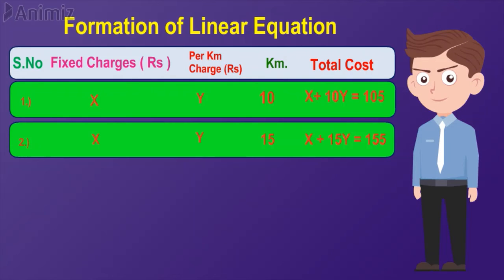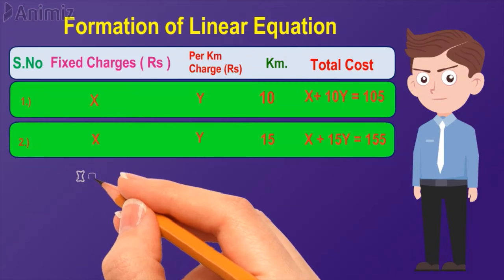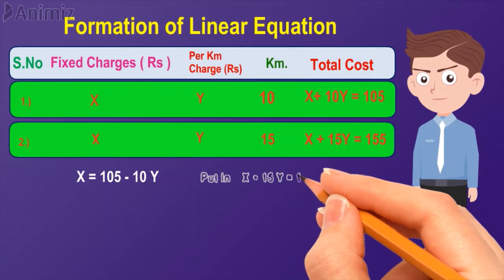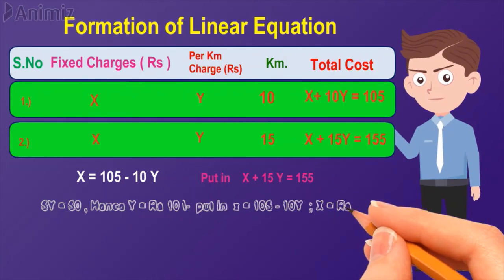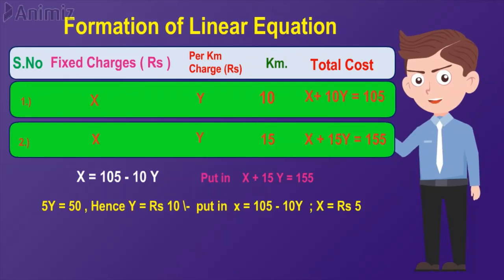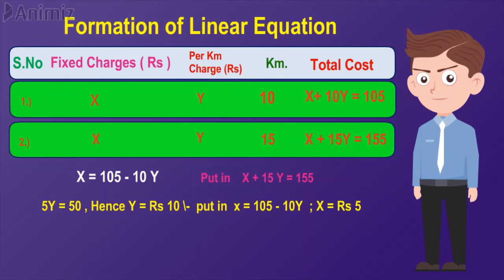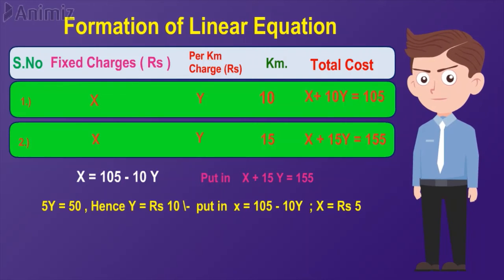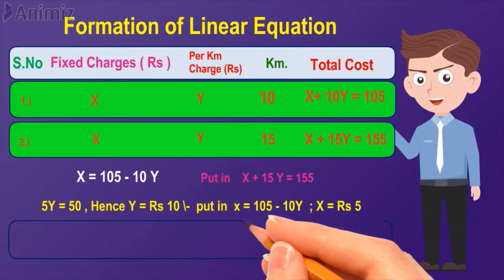From the first equation, I find x, that is x equals 105 minus 10y. Put it into the second equation and find the value of y. So we find that y is rupees 10. Now once I put y equal to rupees 10 in the first equation, you'll find that x is rupees 5. So we have the fixed charge, rupees 5, and the charge per kilometer, rupees 10. Now we calculate the total bill we have to pay if I travel for 25 km.